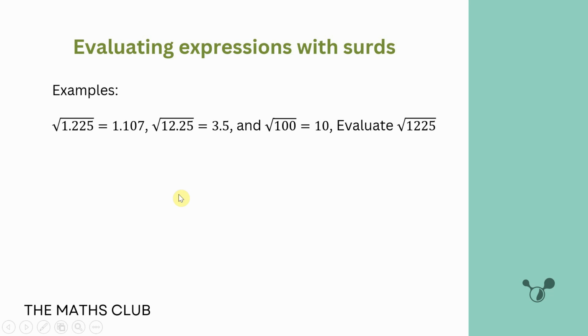So look at something. This is something very interesting. And it's something that you're going to see in WAEC. This particular question was lifted from WAEC. It's saying that if square root of 1.225 is equal to 1.107, square root of 12.25 is equal to 3.5, and square root of 100 is equal to 10, evaluate square root of 1225.